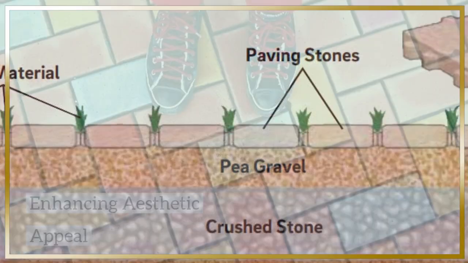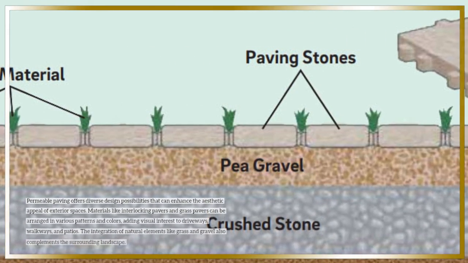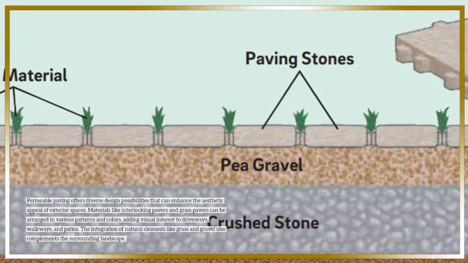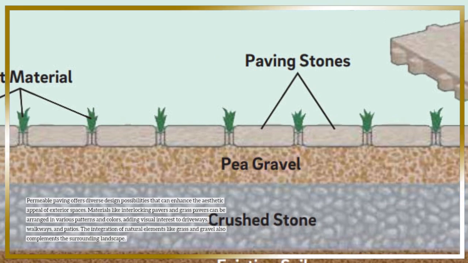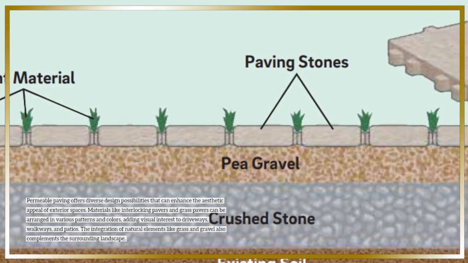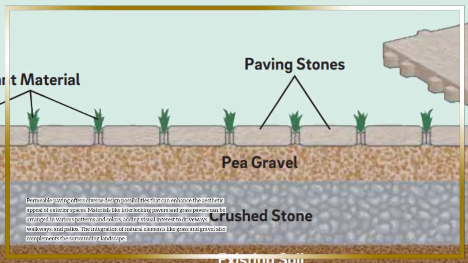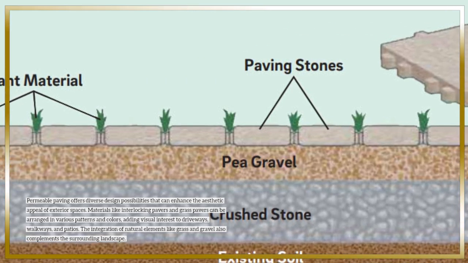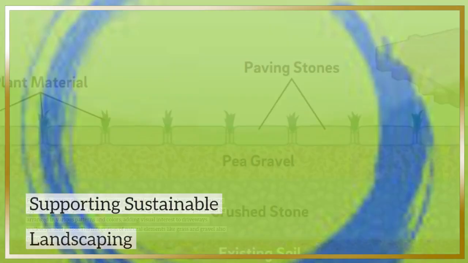Enhancing aesthetic appeal. Permeable paving offers diverse design possibilities that can enhance the aesthetic appeal of exterior spaces. Materials like interlocking pavers and grass pavers can be arranged in various patterns and colors, adding visual interest to driveways, walkways, and patios. The integration of natural elements like grass and gravel also complements the surrounding landscape.